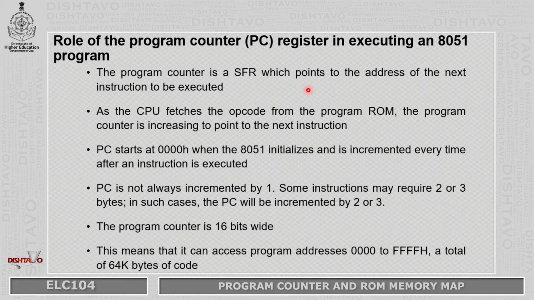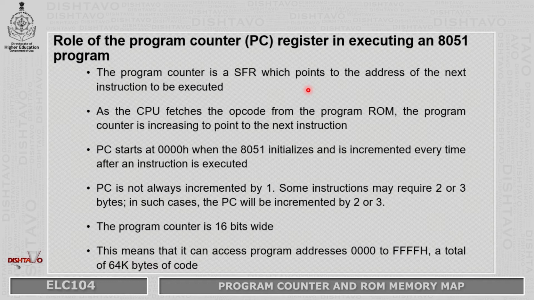As the CPU fetches the opcode from the program ROM, the program counter is increased to point to the next instruction. The program counter starts at 0000H when the 8051 is started, and it is incremented every time after an instruction is executed. The program counter is not always incremented by 1. Some instructions may require 2 or 3 bytes. In such cases, the program counter will be incremented by 2 or 3 bytes.